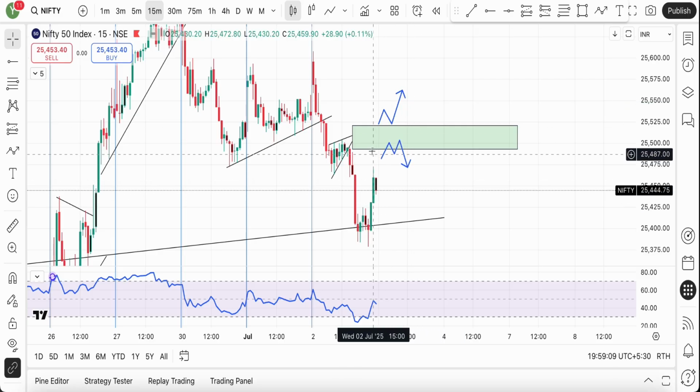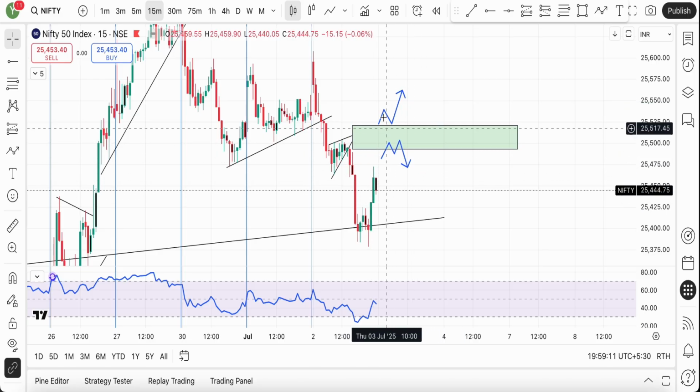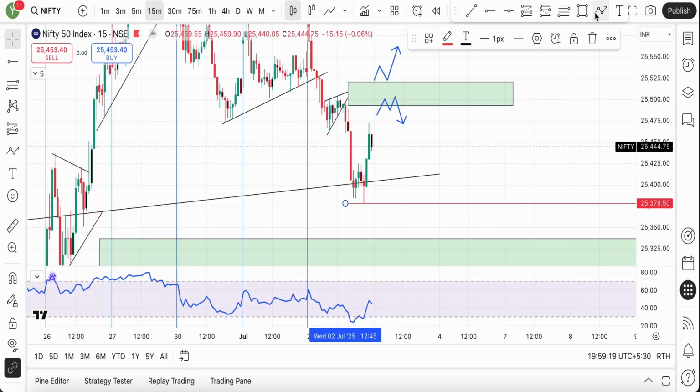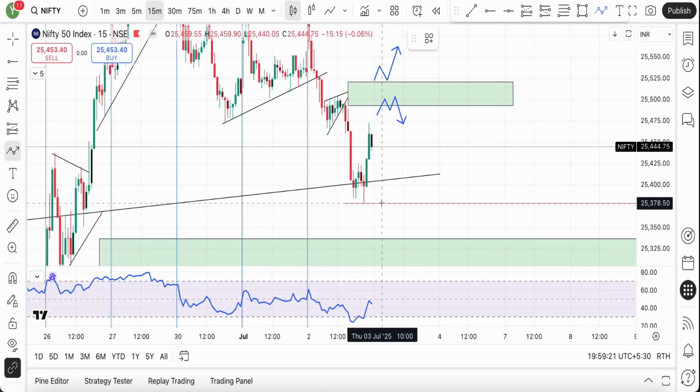Above this, again, if market opens with a gap up, even if market opens flat, goes up above this, gives us a pullback, only then we'll think of a long entry. In case of any gap down and anything else, it will be a short entry, a short trade around this.